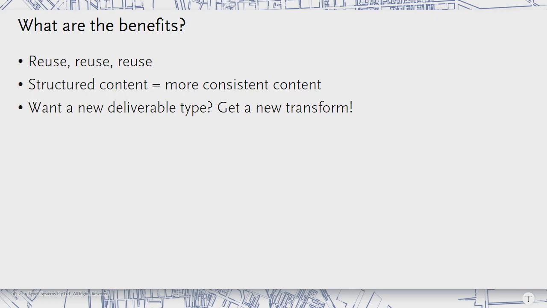Structured content is more consistent content. So if you have, let's say, 12 books, and in one book a citation needs to be underlined, in another book it needs to be italics, in another it needs to be bold, that gets to be a lot to remember. But if you know that you just need to tag it as cite, that's much easier. And then it's on the transform, for whichever transform you use, the transform will say, okay, cite needs to become underlined for this, or italic for this one, or bold for this one. And then if you need a new deliverable type, all you have to do is get a new transform.